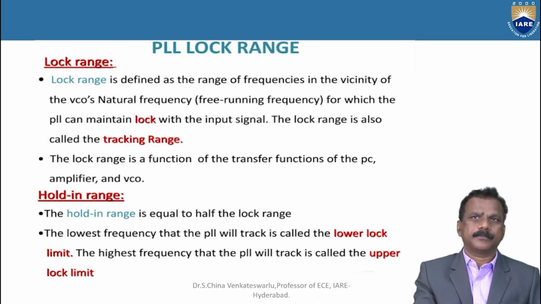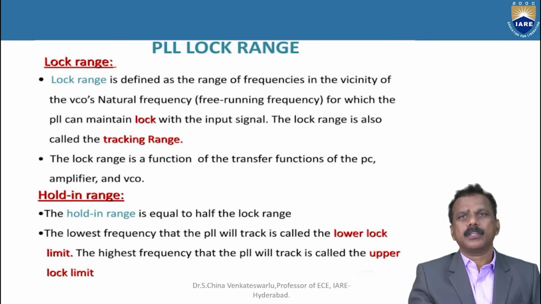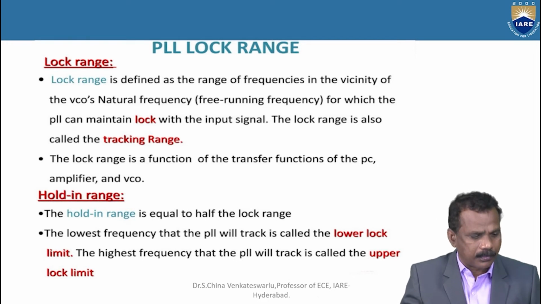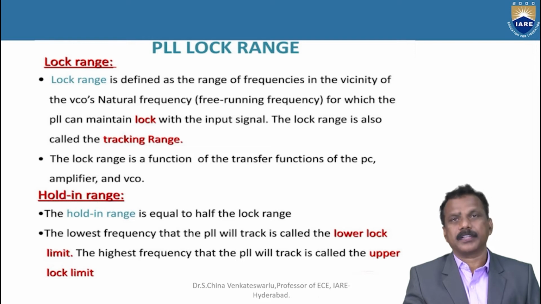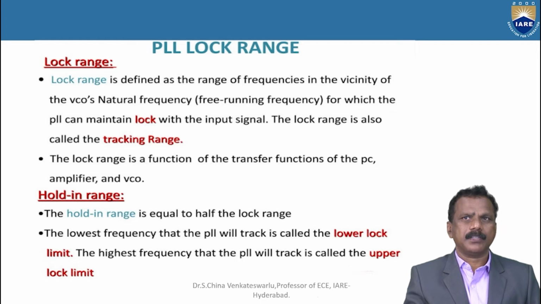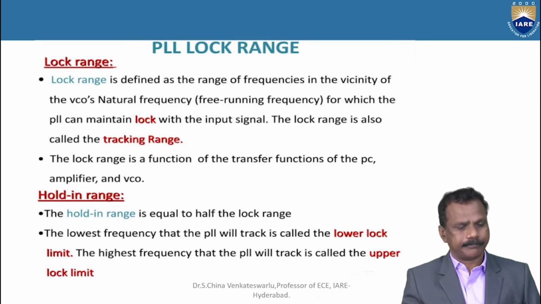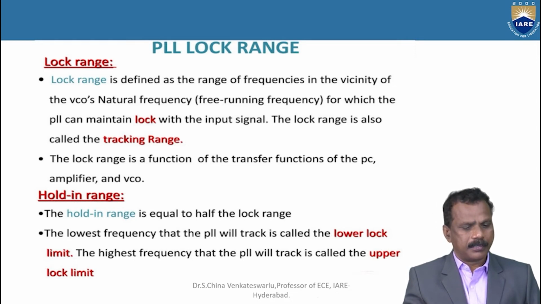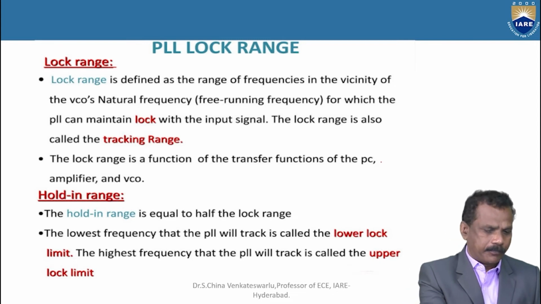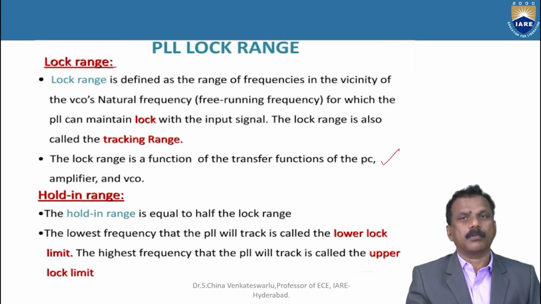Okay, lock range. In the PLL, phase lock loop, basically we have two ranges: lock range and hold-in range. First one, lock range. Lock range is defined as the range of frequencies in the vicinity of the VCO natural frequency, the free running frequency, for which the PLL can maintain lock with the input signal. The lock range is also called the tracking range. The lock range is a function of the transfer functions of the phase comparator, amplifier and VCO.